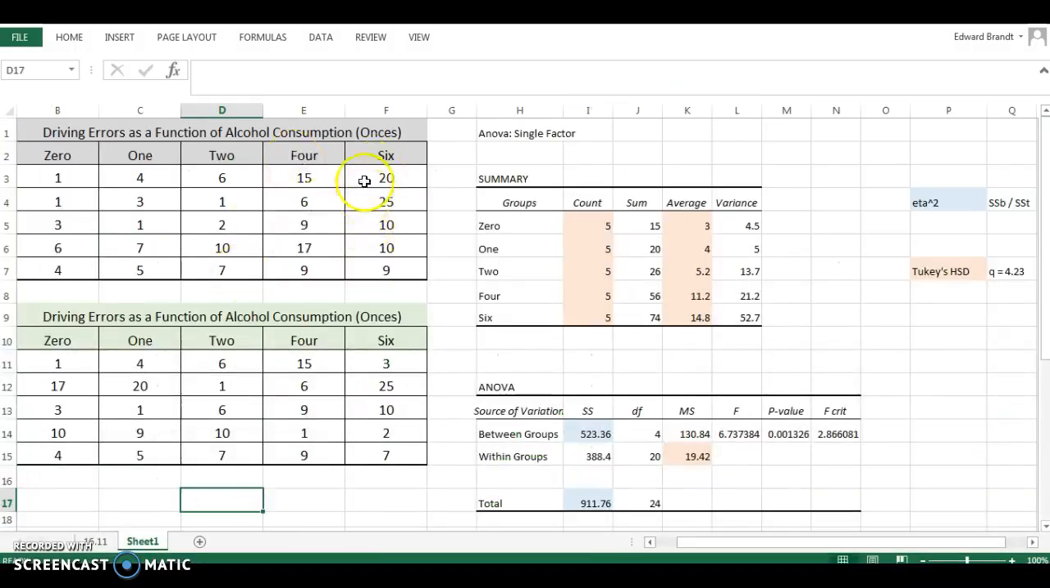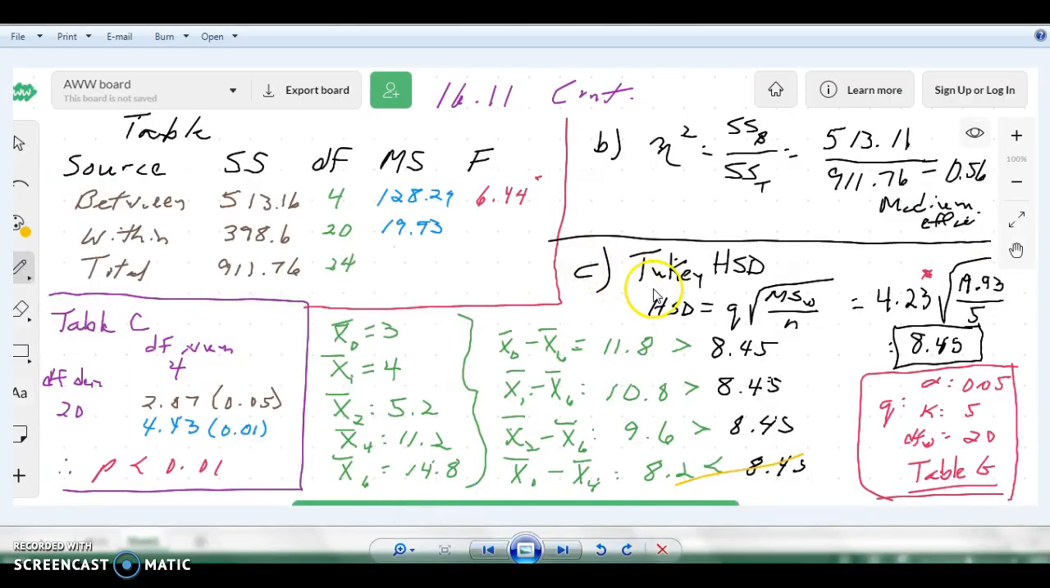The next step, though, now that we know there is a significant difference, is to determine which one of these categories is significantly different from the others. That's what's called Tukey's HSD, where HSD is the honestly significant difference. And what we do here is this. First, we find this HSD value.